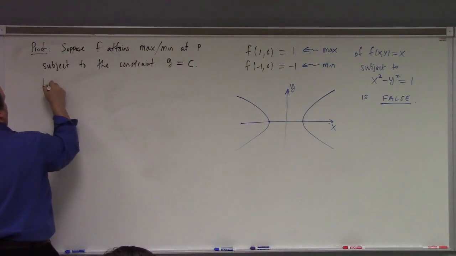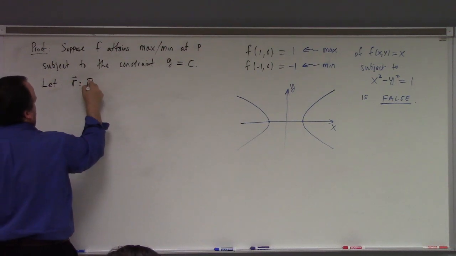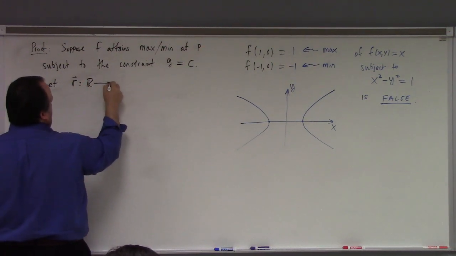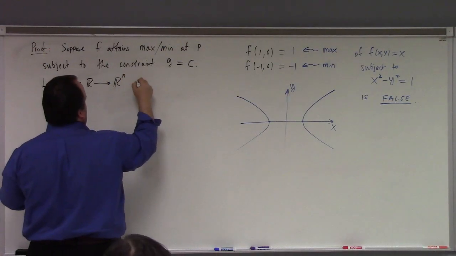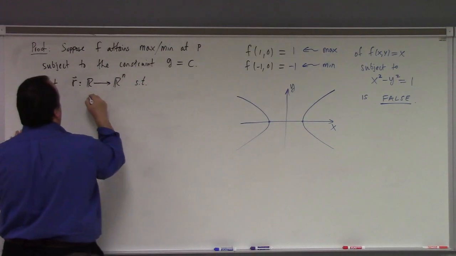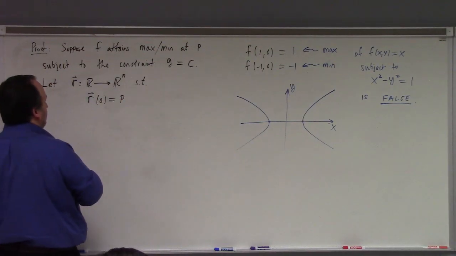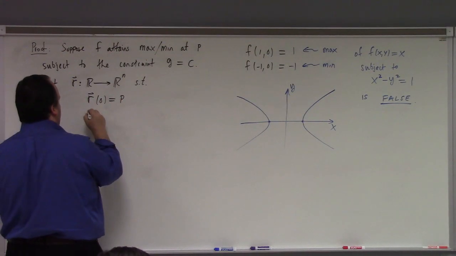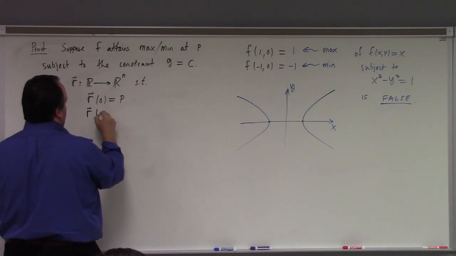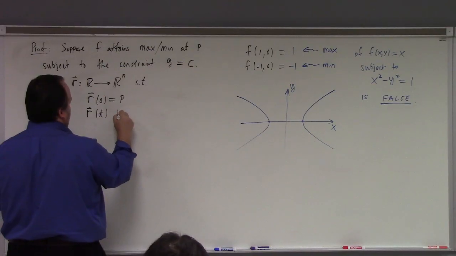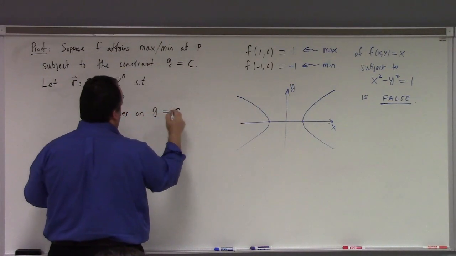Let R be a mapping from R to R^n such that R of 0 is equal to P, all right? And R of t lies on G equals C.